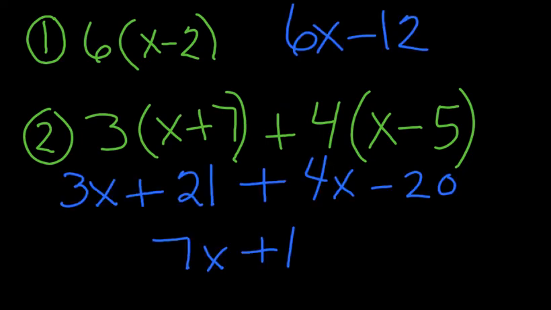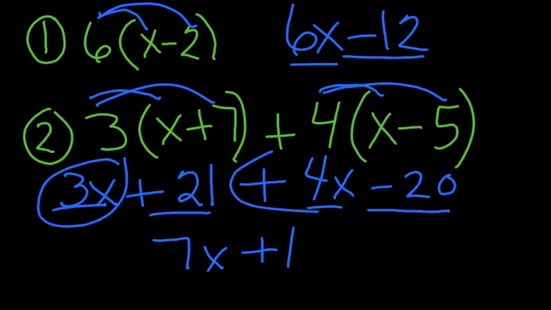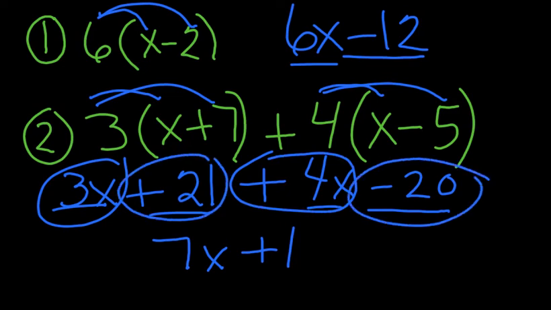Okay, check your answers. Did you get it right? 6 times x, 6x. 6 times minus 2, minus 12. 3 times x, 3x. 3 times 7, 21. 4 times x, 4x. 4 times negative 5, negative 20. 3x plus 4x, 7x. Positive 21, negative 20, plus 1.